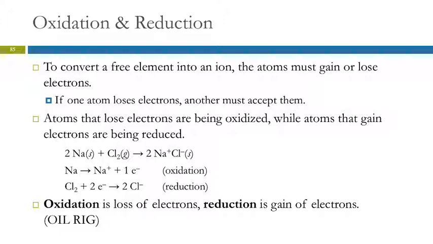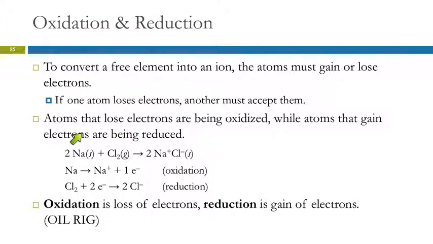If one element loses electrons, another element has to gain electrons. And conversely, if there's an atom that is gaining electrons, something else must be losing them. There's no electron bank or electron homeless shelter where you can go and get stray electrons. Electrons are attached to atoms or ions. And so you can only get them from other atoms or ions.